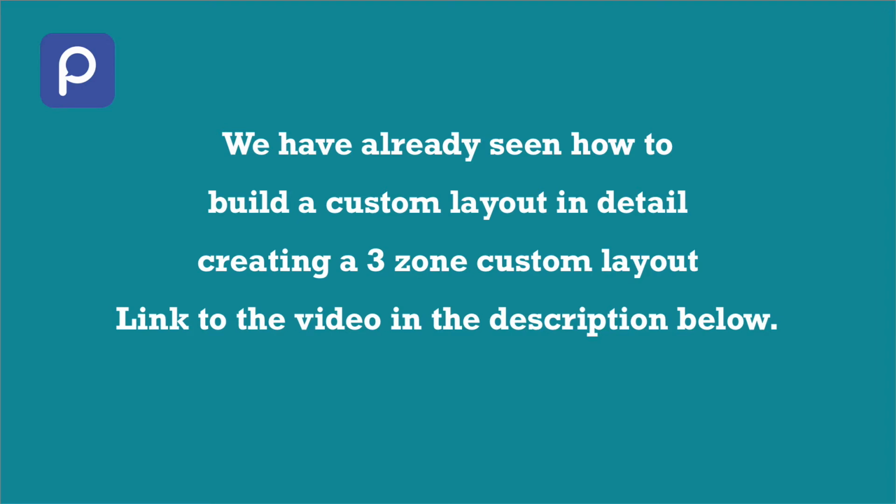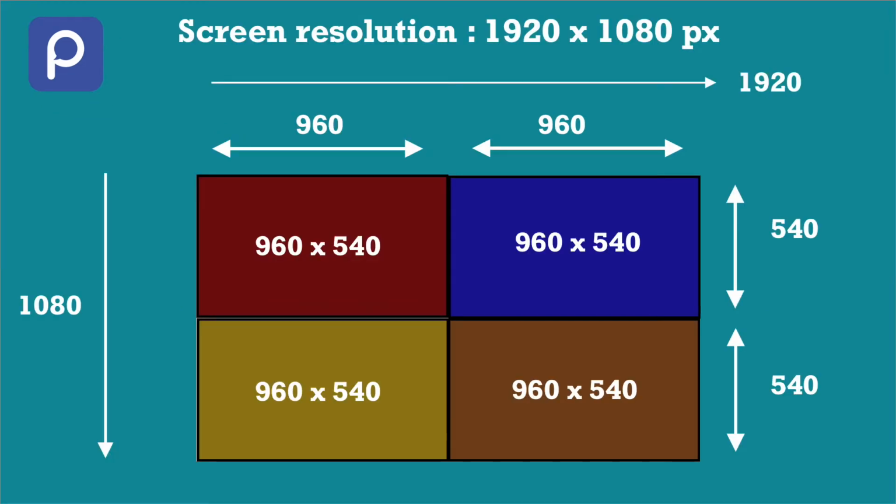This demo is more about exploring the display possibilities with PySignage. First, let us calculate the dimension of each zone in our 4-zone custom layout. We need the screen to be divided into 4 equal parts. With some basic arithmetic, we know that we need 4 zones, each of dimension 960 by 540 pixels.